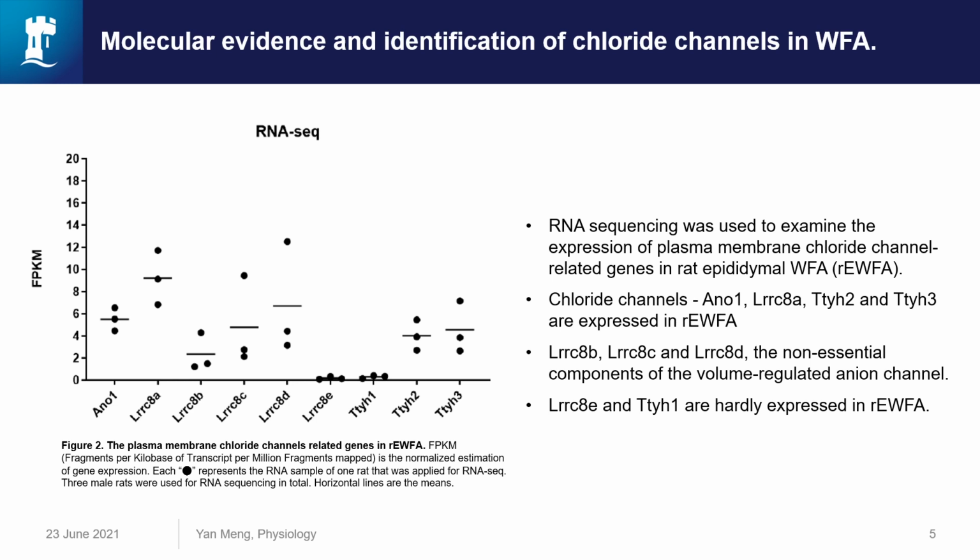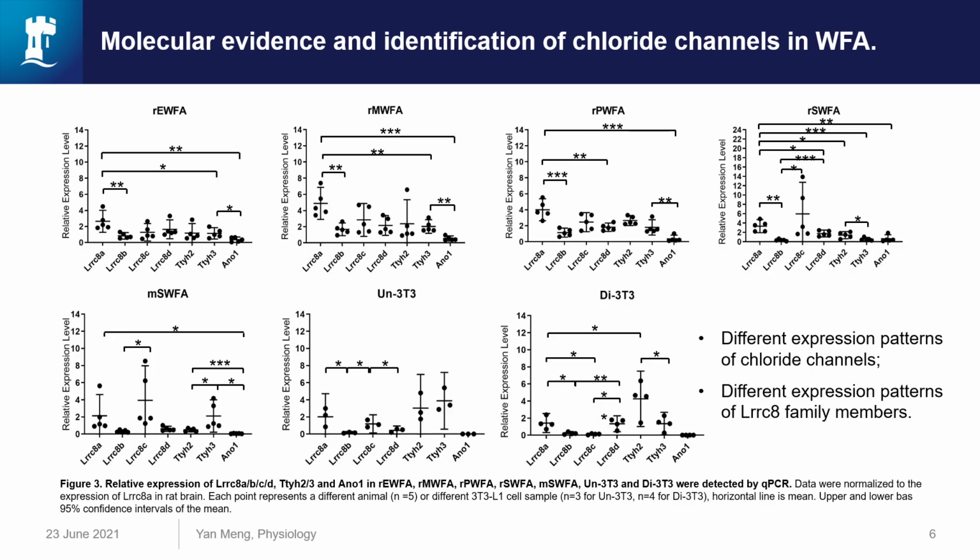The qPCR results show that the chloride channels have different expression patterns among different depots. For chloride channels in different rat WFA, LRRC8A showed significantly higher expression levels than the other chloride channels, while in mouse WFA, TTYH2 or 3 showed higher expression levels than those in rats. ANO1 was the lowest expressed chloride channel. When it comes to the LRRC8 family members, LRRC8A and C mostly expressed higher than B and D in different WFA.